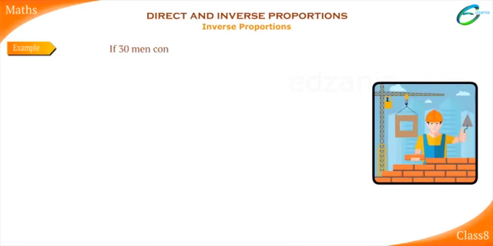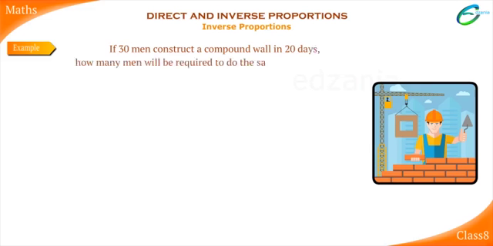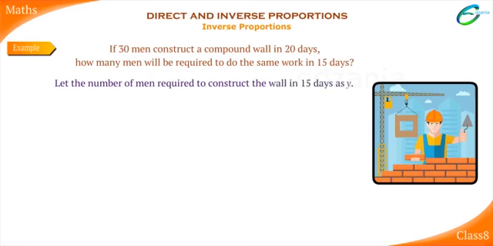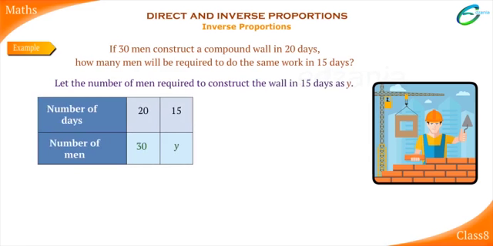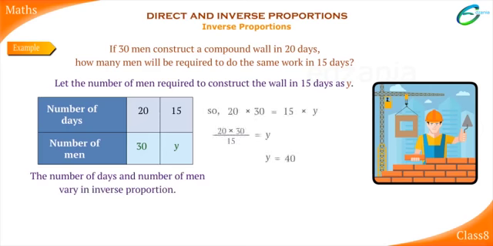If 30 men construct a compound wall in 20 days, how many men will be required to do the same work in 15 days? Let's take the number of men required to build the wall in 15 days as y. Using the given information, we get the table as shown here. It is obvious that with more number of men, the construction will take less time. So the number of days and number of men vary in inverse proportion. Using the relation for inverse proportion, we find the number of men required to construct the wall in 15 days.